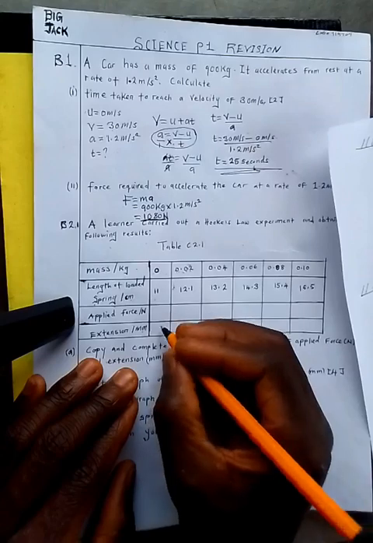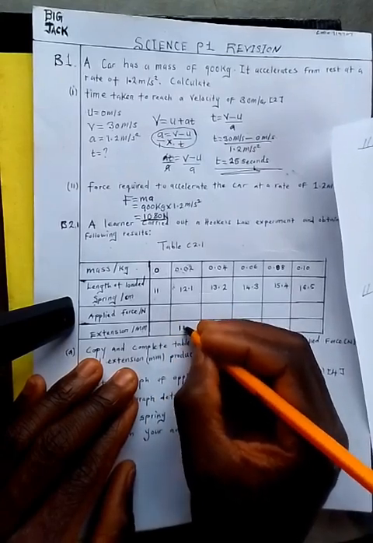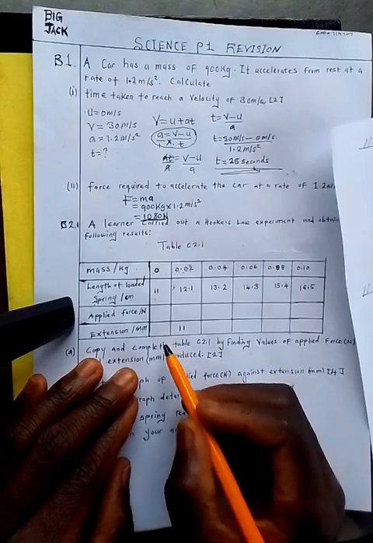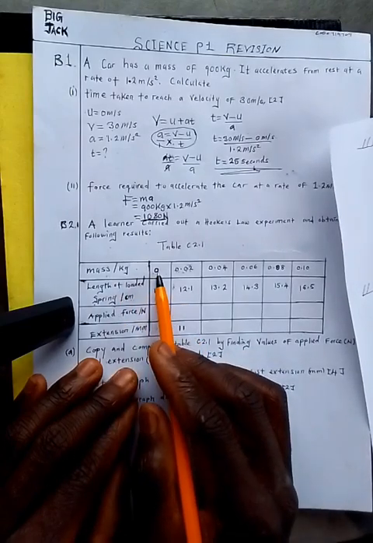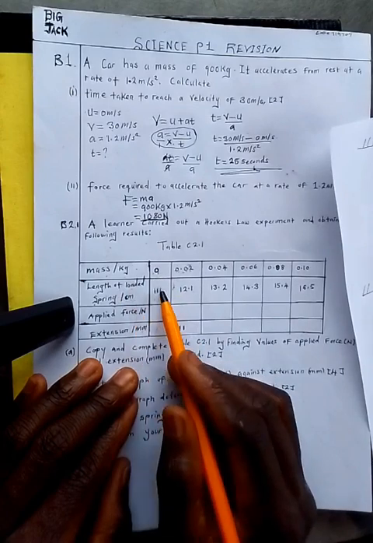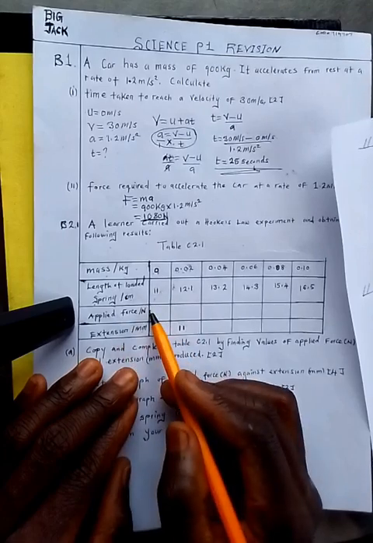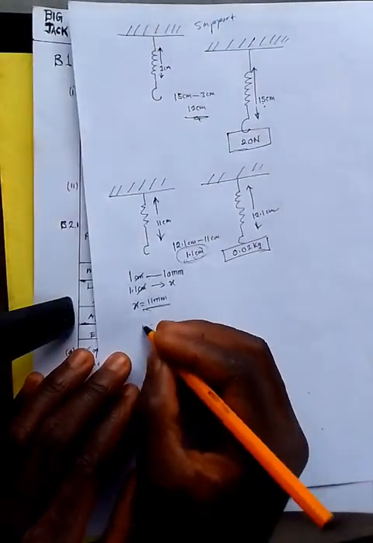So we can say here we are going to have 11 meters. Now, why are we excluding this one here? When you have zero mass here, then the length of the spleen is 11. What is going to be the applied force? The applied force. So applied force is equal to what?